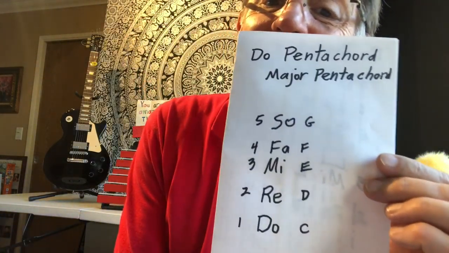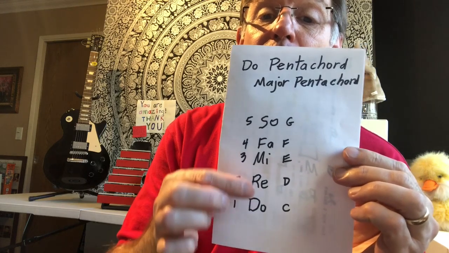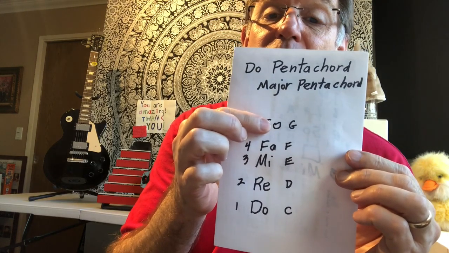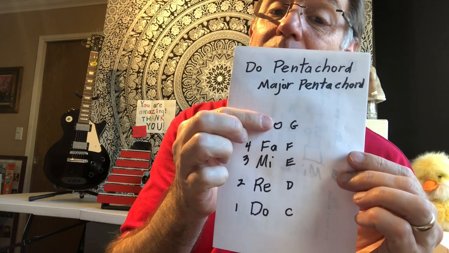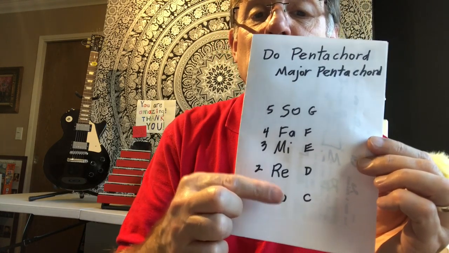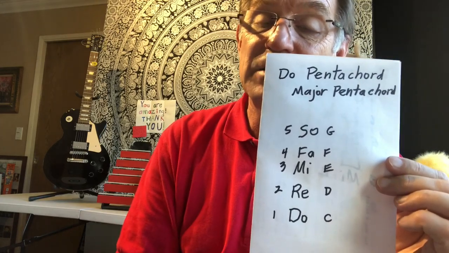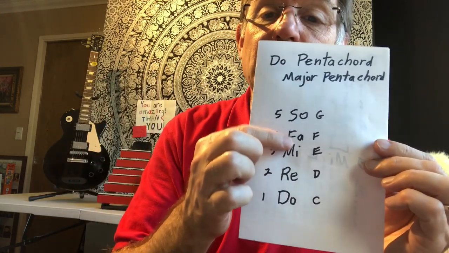Now, today we're just going to add one more sound to the tetrachord, and it becomes a pentachord. The next sound, do, re, mi, fa, so, is just a whole step away from the fourth degree. And we have a new interval to learn. Do to so. And that's a perfect fifth. A perfect fifth is the fifth degree in a major scale.